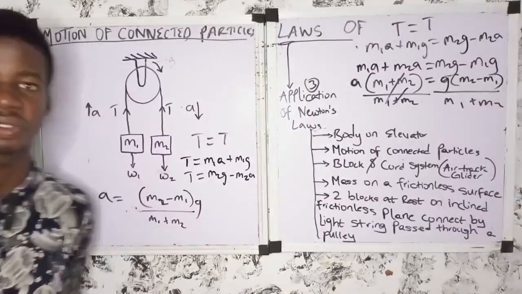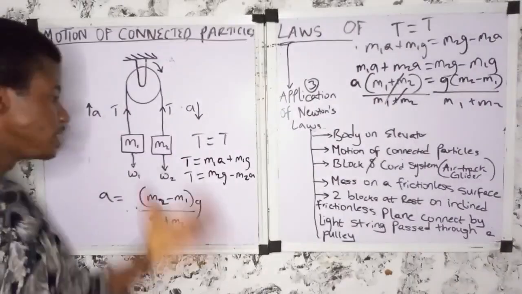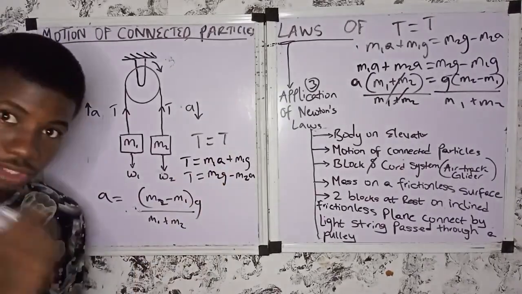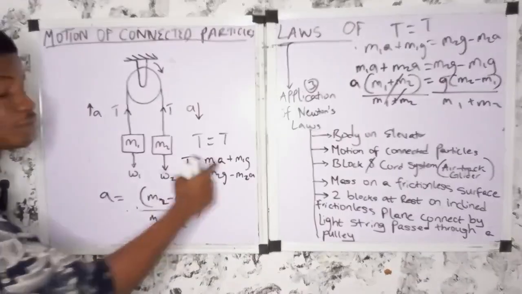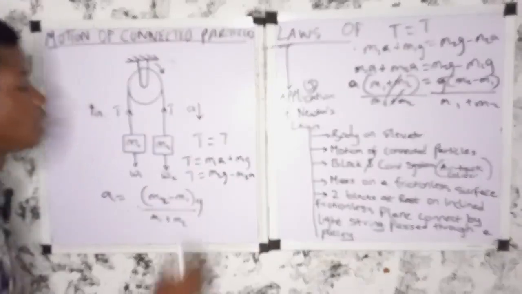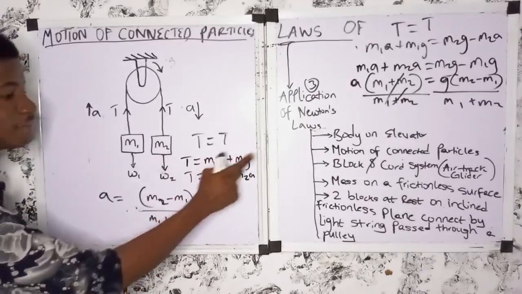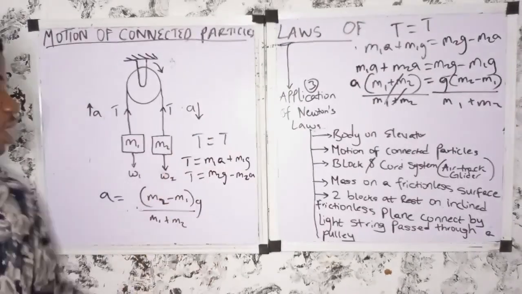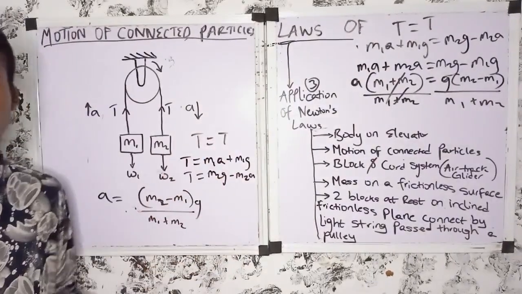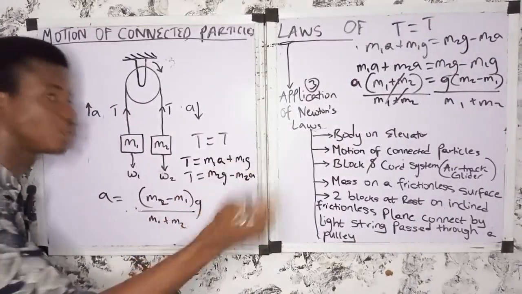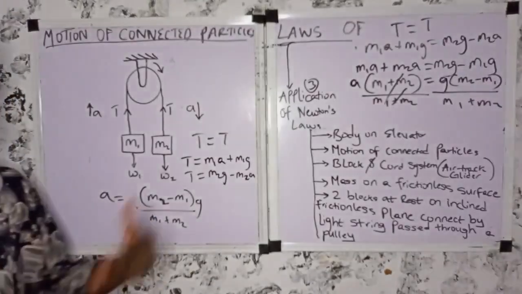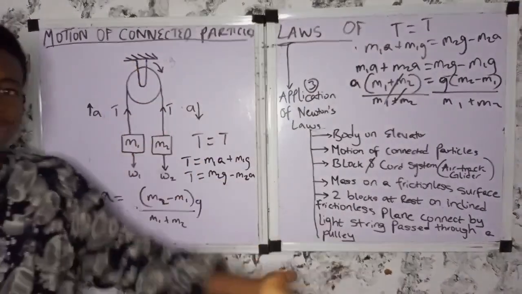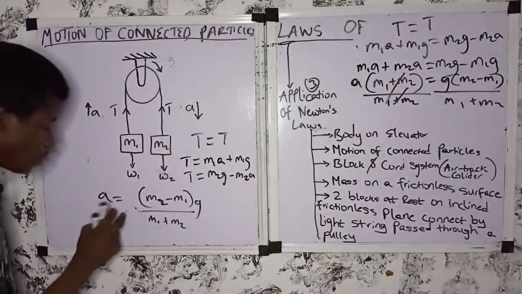So if they ask in a particular question to calculate the tension acting on this system, just know that if they didn't give you the common acceleration, you will first look for the common acceleration. Once you get it, you can use the common acceleration, then the mass and g to get the tension. Since the tensions are the same, you can use any of these two formulas to get the tension, because the tension acting here is equal to the tension acting here.